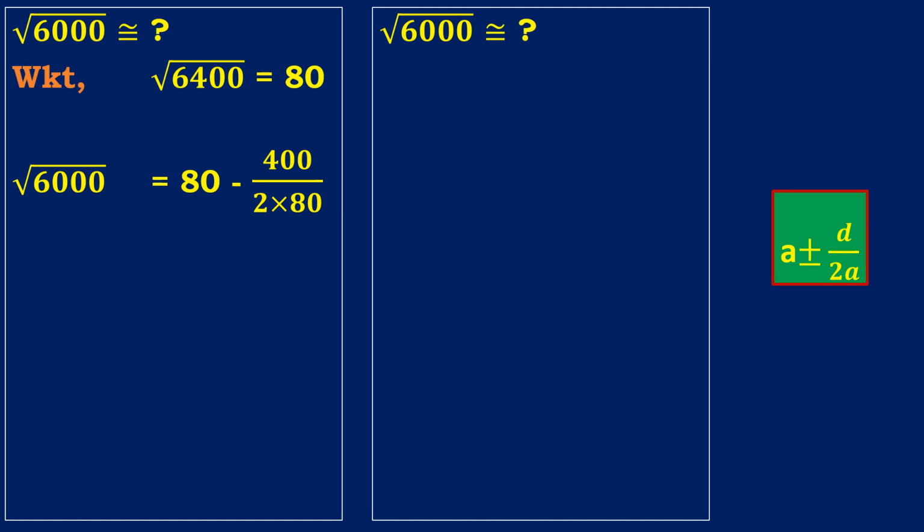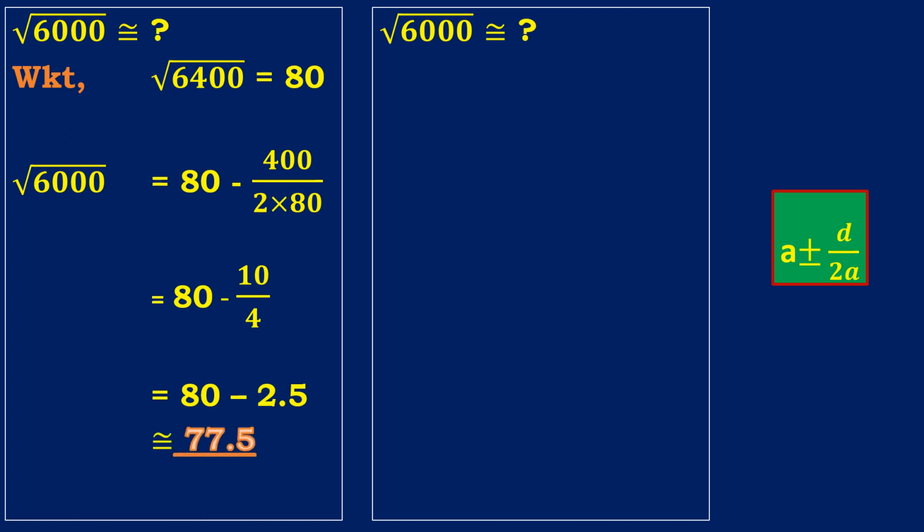So, we must reduce the difference value from 80. That is, 80 minus 400 divided by 2 into 80. Then, 80 minus 10 by 4. The fraction 10 by 4 equals 2.5. As a result, 80 minus 2.5 is 77.5, which is an approximate answer.